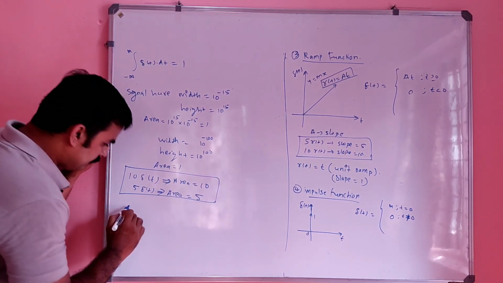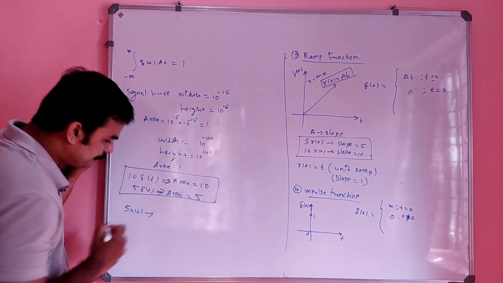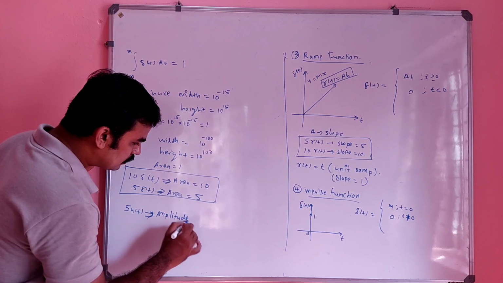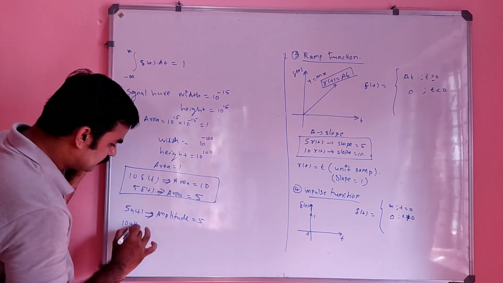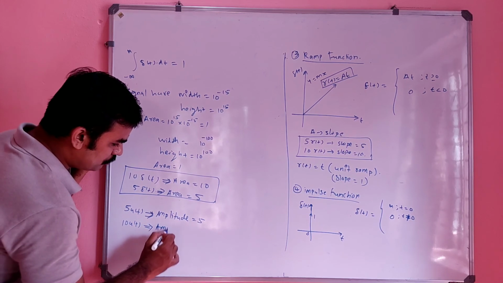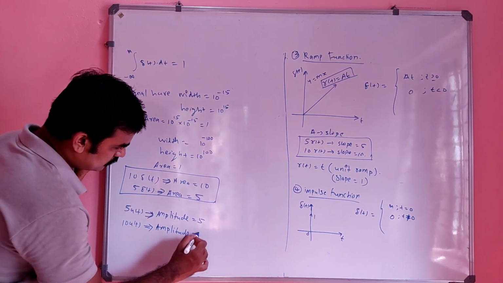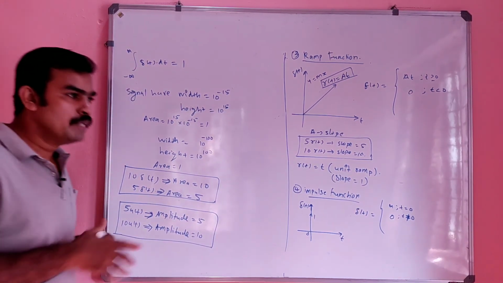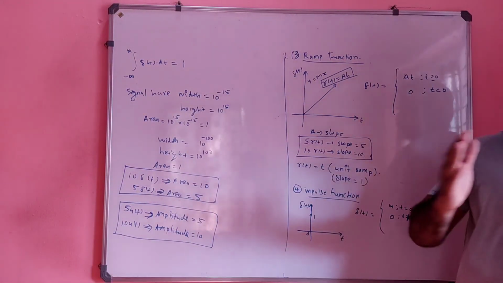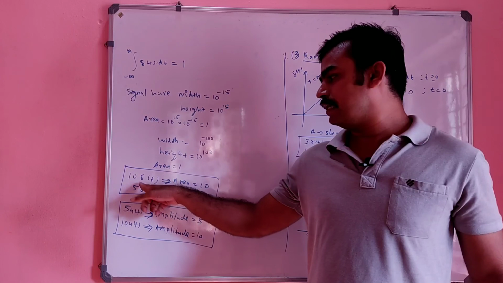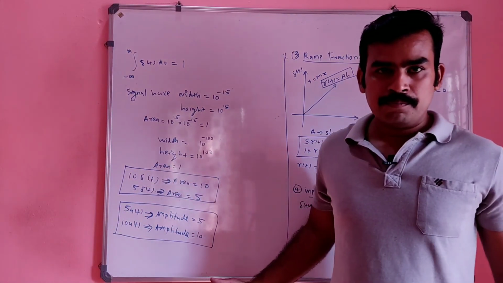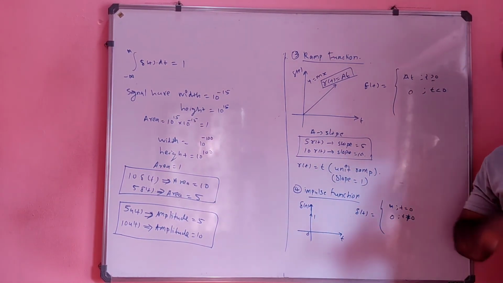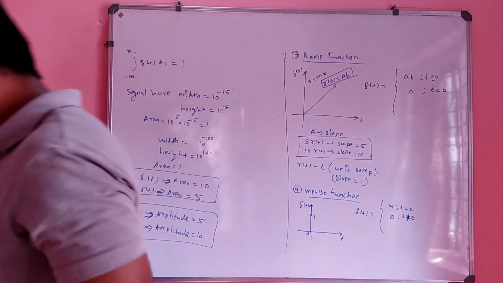And you know what is one more thing. See, 5 into u of t means its amplitude is 5, right? 10 into u of t means the amplitude is 10. You should take care of this. So for a unit step function, the value next to the function represents the magnitude. For a ramp function, it represents the slope. For a unit impulse function, it represents the area, correct?